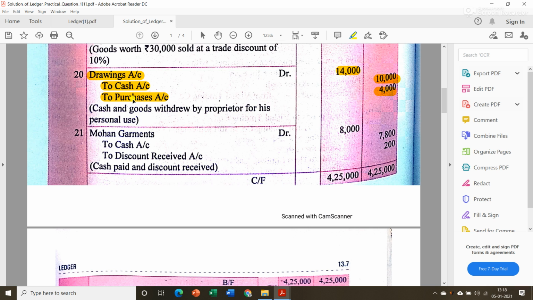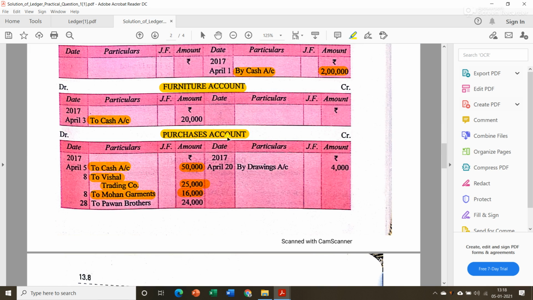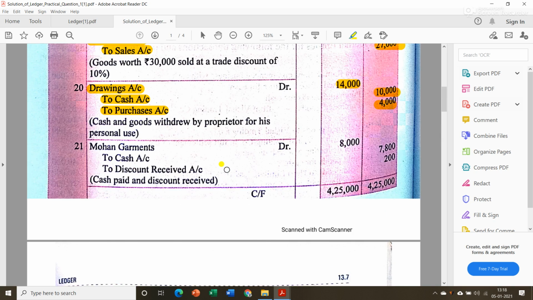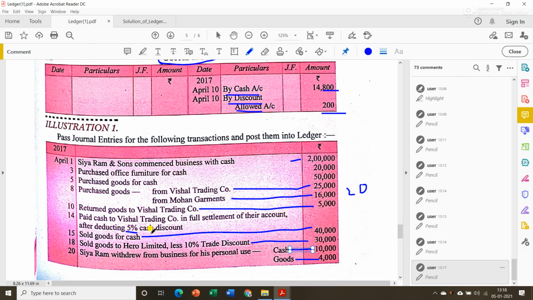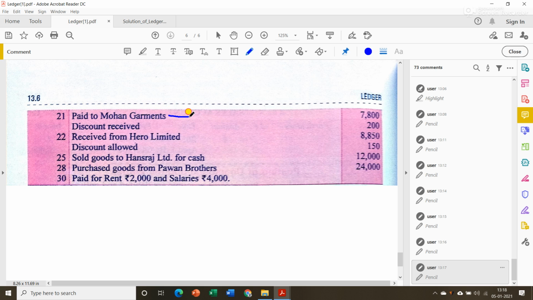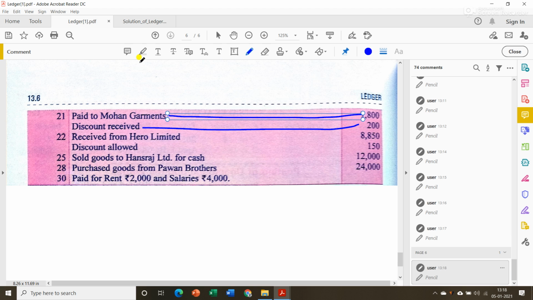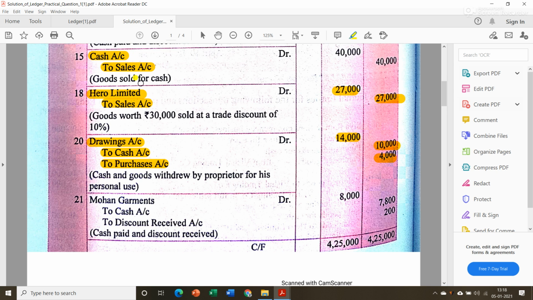Then in the purchases account, we will write by drawings 4,000, the worth of goods that he actually withdrew from the business. Then let us see the next transaction. Paid to Mohan Garments rupees 7,800 and we received discount of rupees 200. So let us pass the journal entry for that.